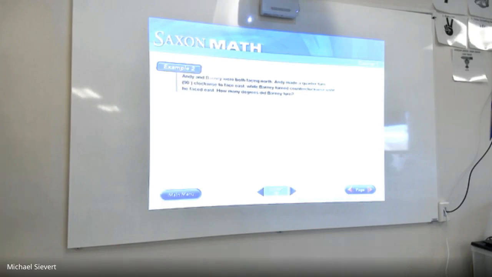Okay. It says Andy and Barney were both facing north. Andy made a quarter turn, 90 degrees clockwise, to face east, while Barney turned counterclockwise until he faced east. How many degrees did Barney turn? So let's get this straight. First of all, Andy, blue X. Do not stand off the blue X, be on the blue X. Andy is facing east. He had to turn 90 degrees.